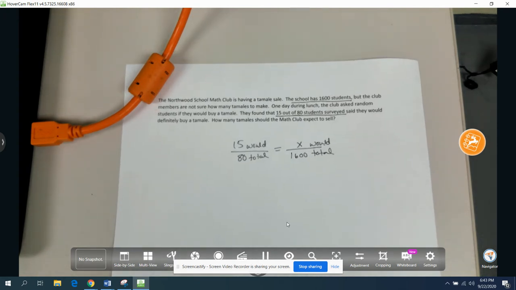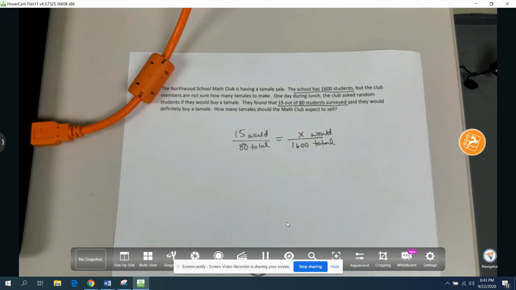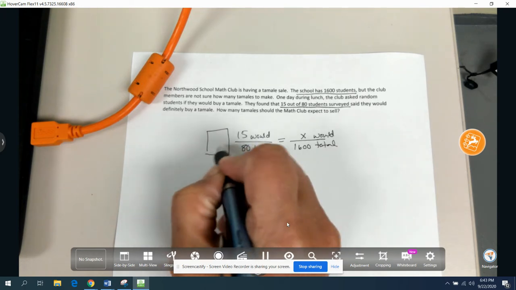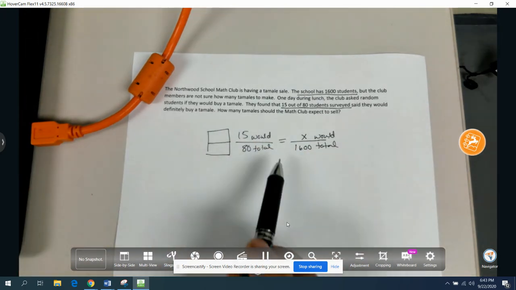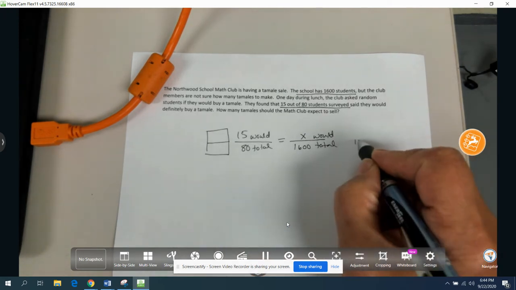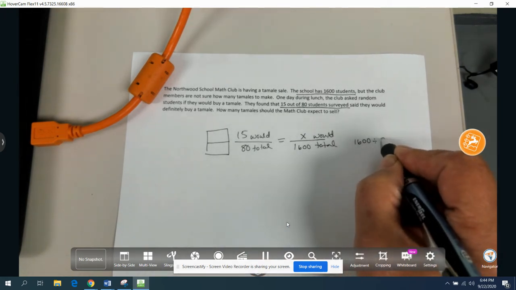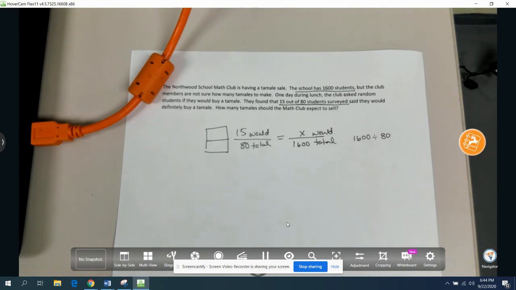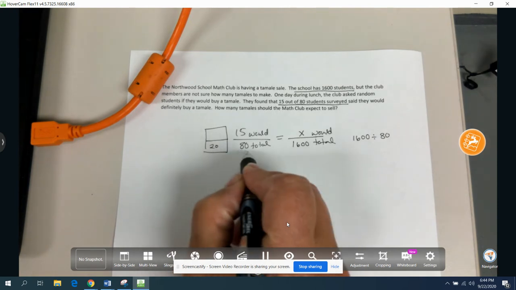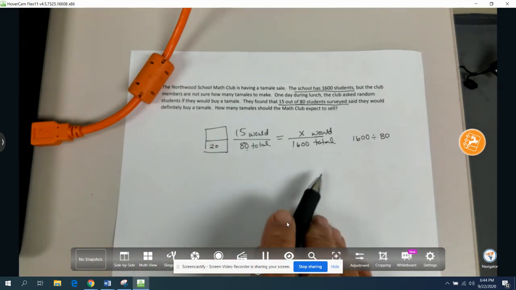So we could use the methods. I'm just going to go over 2 of them, the ones that I found that were most popular. I saw a lot of people today using this giant one. Okay, so we have to figure out what will we multiply 80 by to get 1,600. And in order to do that, you take 1,600 divided by 80. 1,600 divided by 80 is 20. So that means I would multiply 80 by 20 to get 1,600.